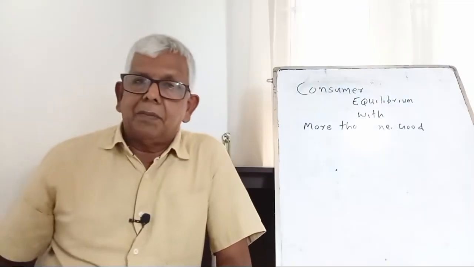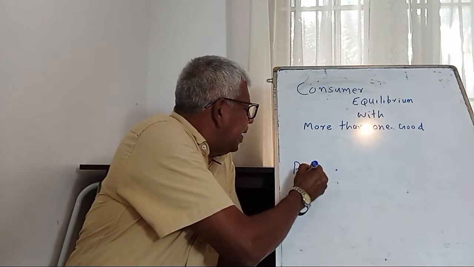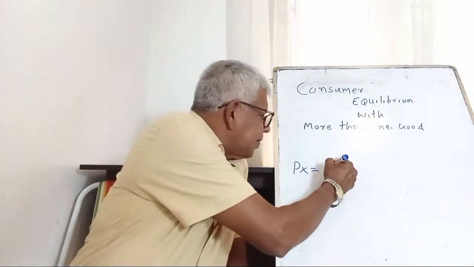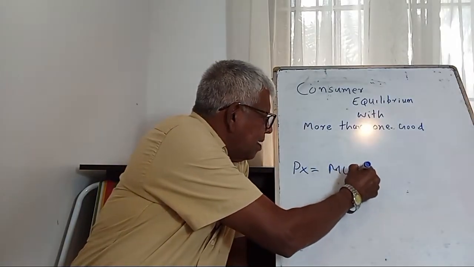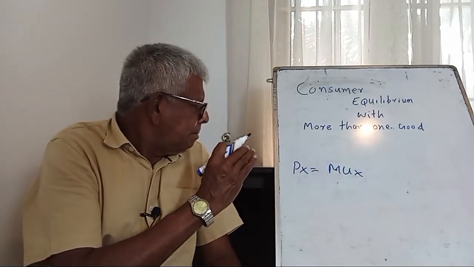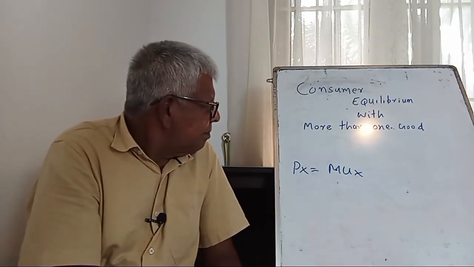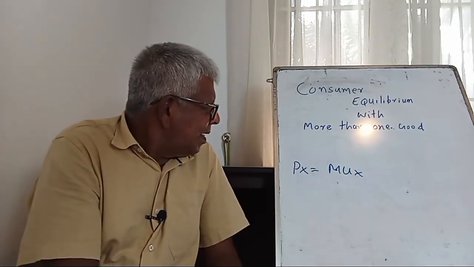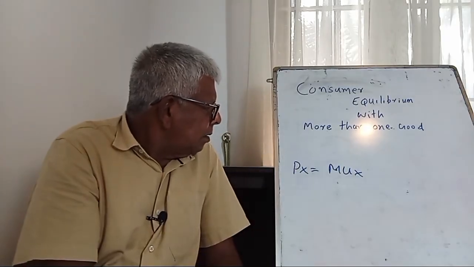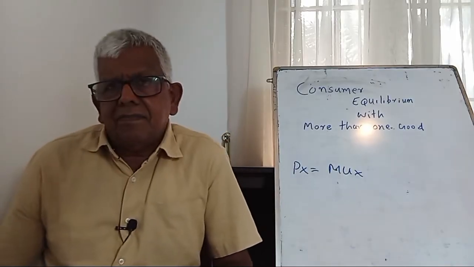We know about that, where Px equals MUx. Px equals price of X and MUx equals marginal utility of X.